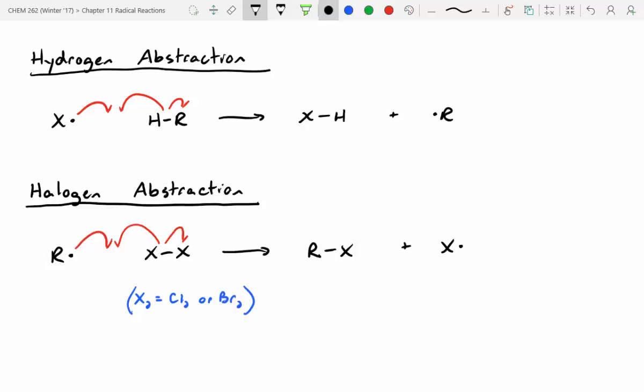So when we're drawing these and we're thinking about these, the radical's not actually attacking whatever it's pulling off. It's more like overlapping electron densities. Yeah, exactly. The radical is getting so close that that covalent bond is weak enough to break and form a new covalent bond with the radical. So it's not that it's attacking whatever it's taking. Yeah, it's different than a nucleophilic attack.